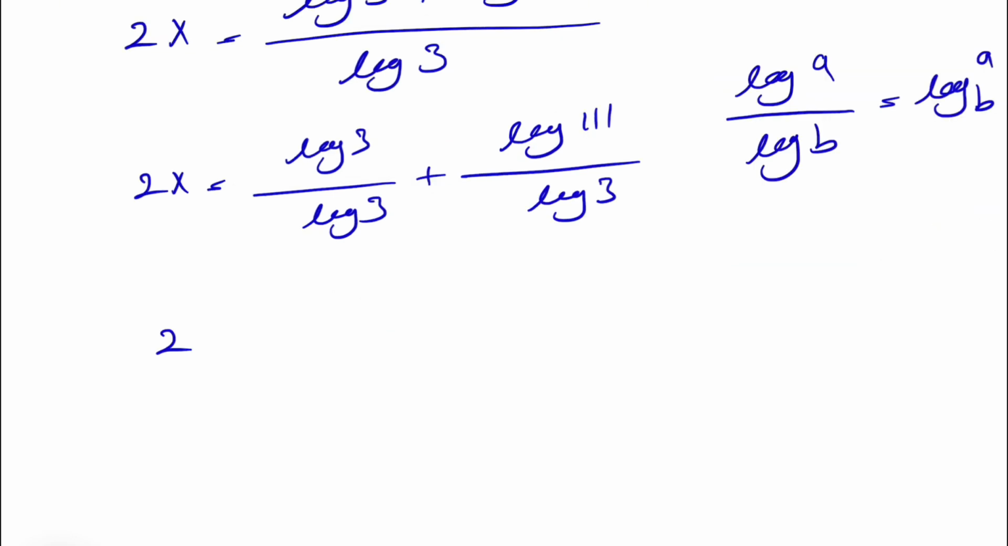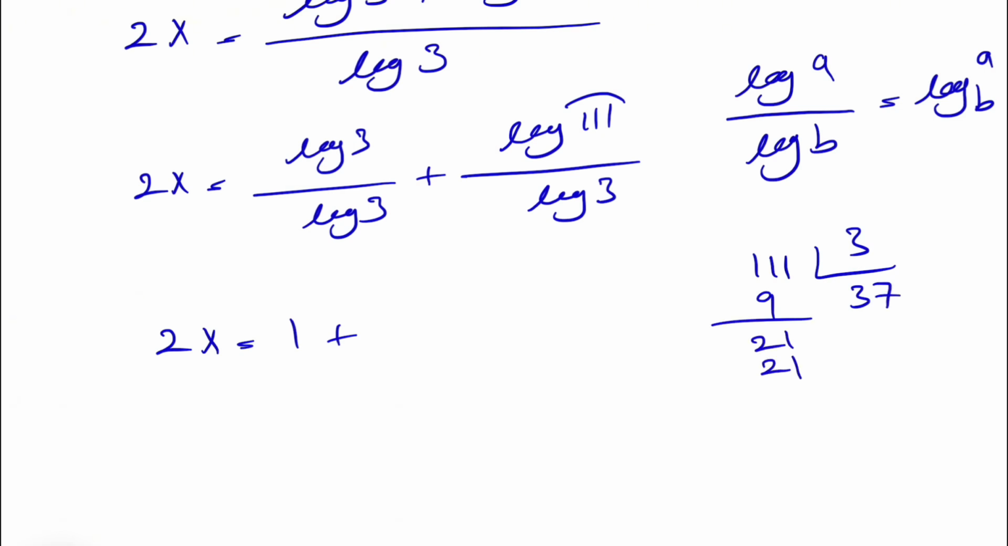So here our 2x will be 1 plus log base 3 of 111, and we know still 111 can be written as 3 times something. So if we do 111 divided by 3, we get 37, and we can write the 111 as 3 times 37.